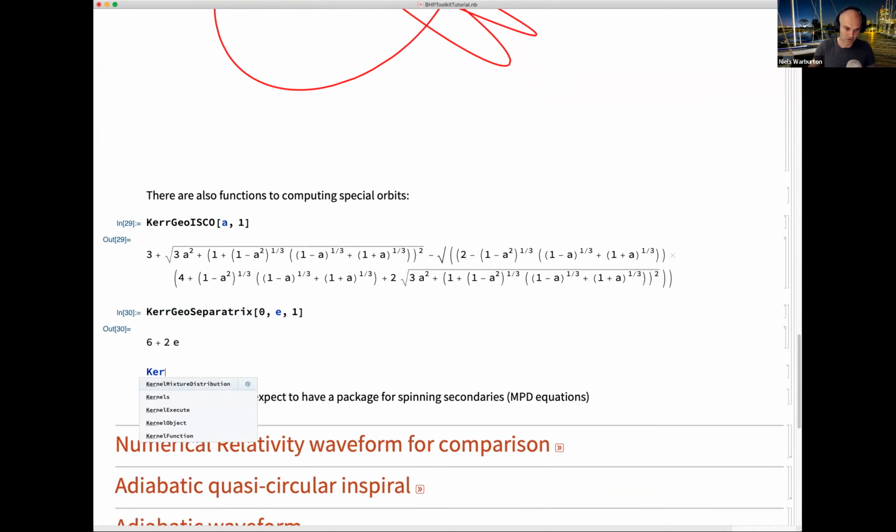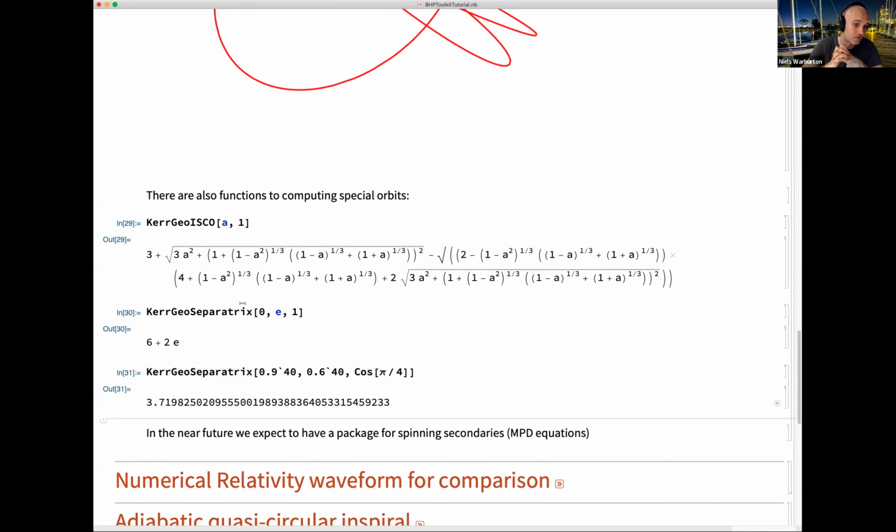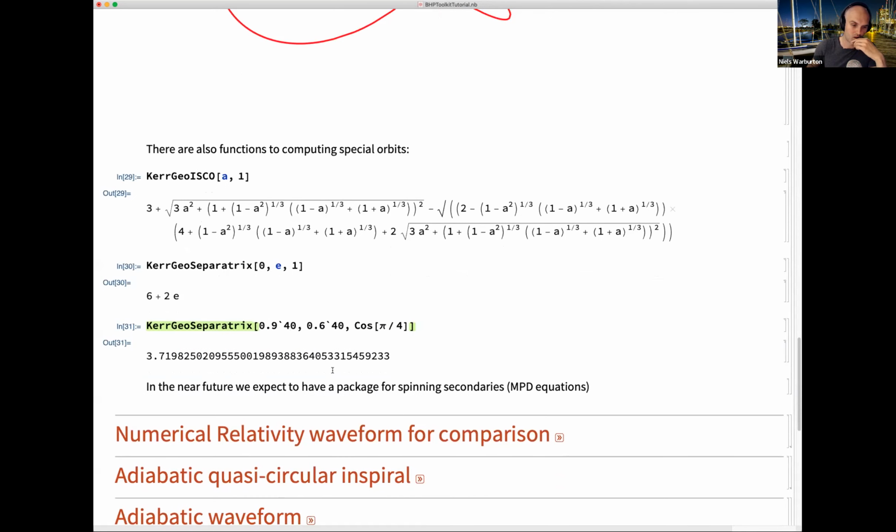But you can also compute the value for an arbitrary orbit, basically. So arbitrarily inclined, arbitrary eccentricity, arbitrary spin. This is the value of p corresponding to that for the separatrix. And here, just to show off, computed to 40 digits.